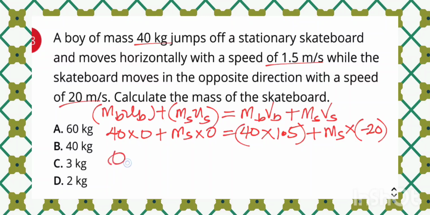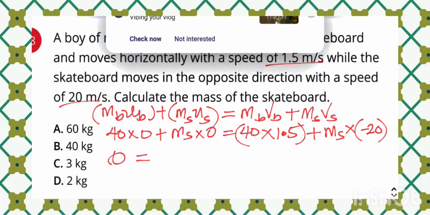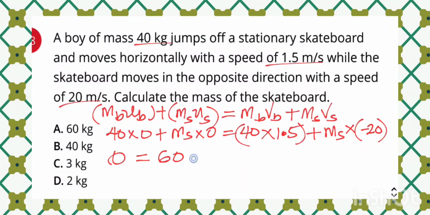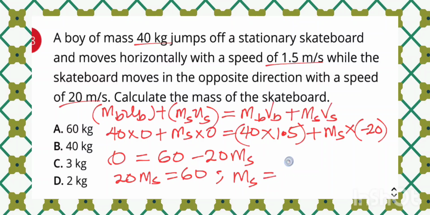So this one will become 0, then equals 40 times 1.5, that's 60, then minus 20 ms. So 20 ms equals 60. Then the mass of the skateboard will equal 60 divided by 20, which will give us 3 kilograms. So option C is the correct answer.